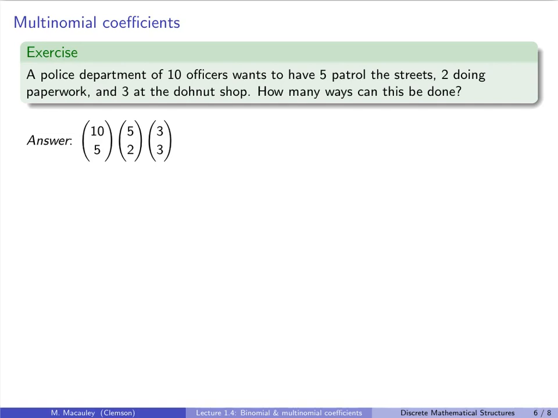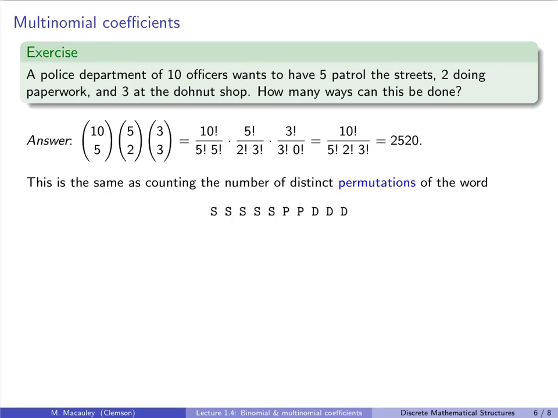Maybe you don't quite see the pattern here as nicely, but if I multiply this out using factorials, I think you will see a different pattern. This is 10 factorial divided by 5 factorial times 5 factorial times 5 factorial. Notice these 5 factorials cancel. Divided by 2 factorial times 3 factorial, and that 3 factorial cancels with this 3 factorial, divided by 3 factorial times 0 factorial. So we get 10 factorial, that's the total number of officers, permutations of those, divided by 5 factorial times 2 factorial times 3 factorial, which is 2520.